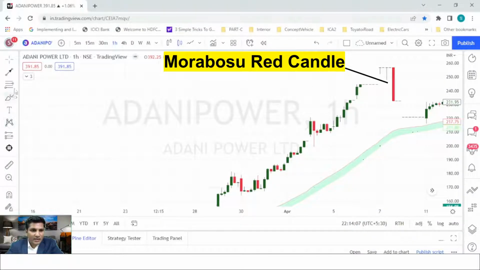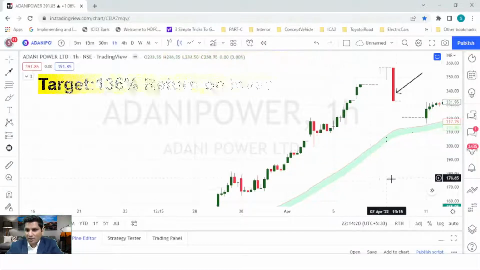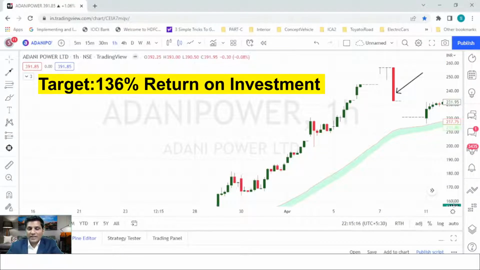So in this candle, almost in this area, I have closed my other half of the quantities also. So I was fully exited out of this stock. I made 136% return by doing swing trading in Adani Power stock by deploying the amount of 1 lakh, and I was able to generate 1,36,000 profit by doing swing trading in this Adani Power stock.